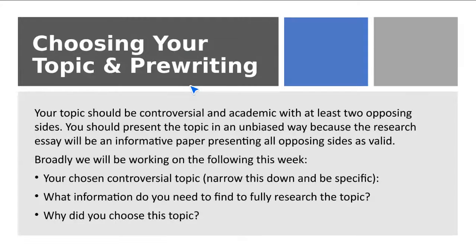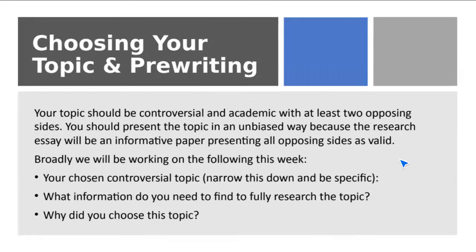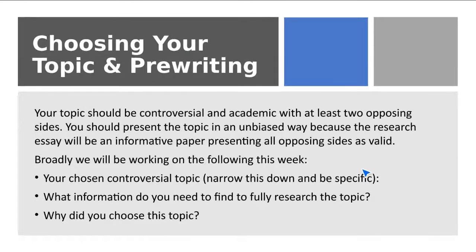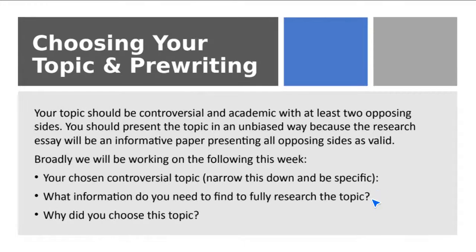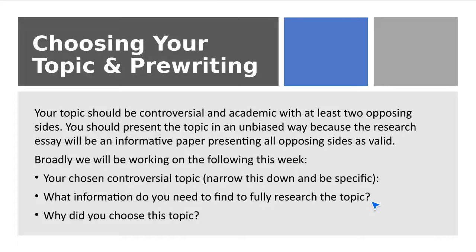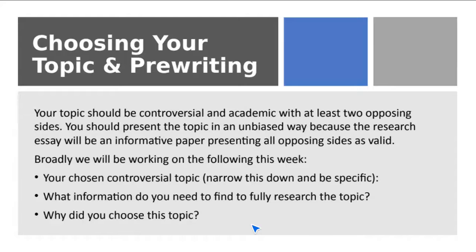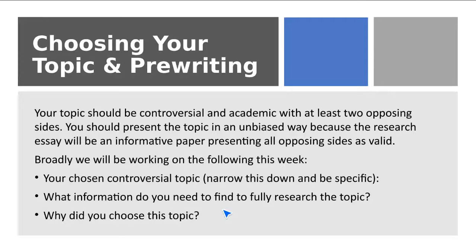So, choosing your topic and starting your pre-writing. Your topic needs to be controversial, but also academic. So broadly speaking, we're going to be working on the following this week: choosing your controversial topic and narrowing it down. What information do you need to find to research this topic, and think about why you chose this topic. I have a worksheet that asks you to answer a whole lot of questions that starts narrowing down this topic.